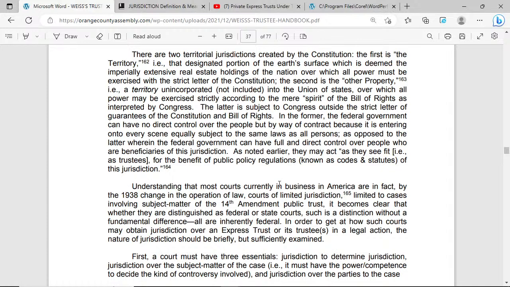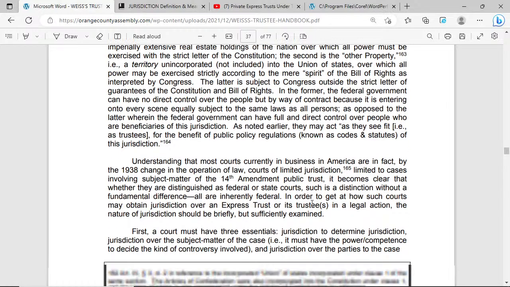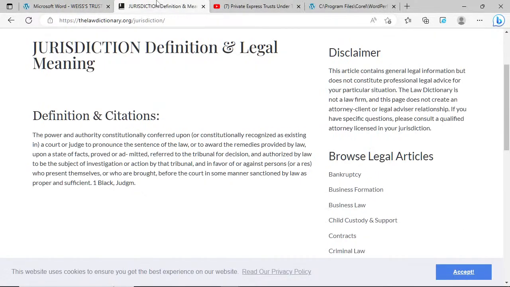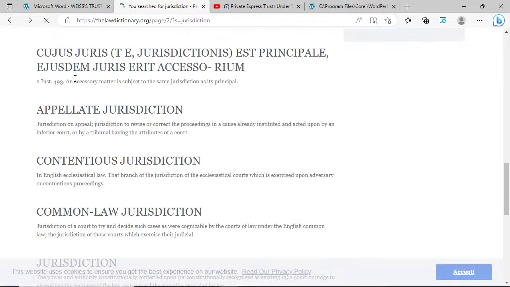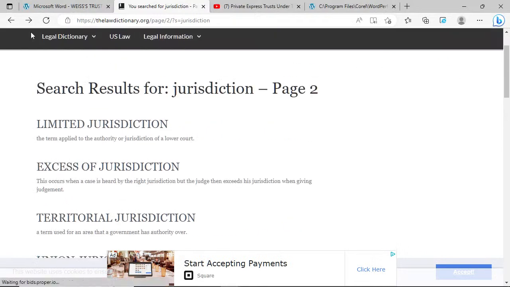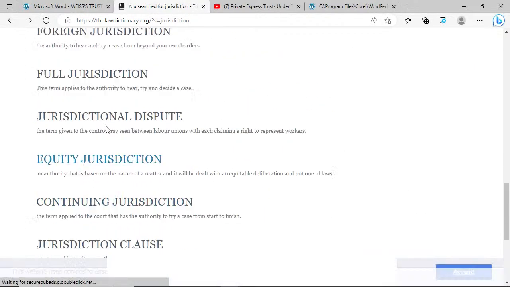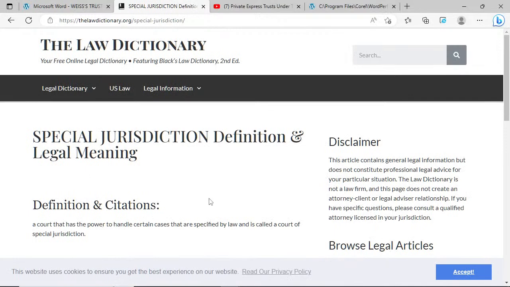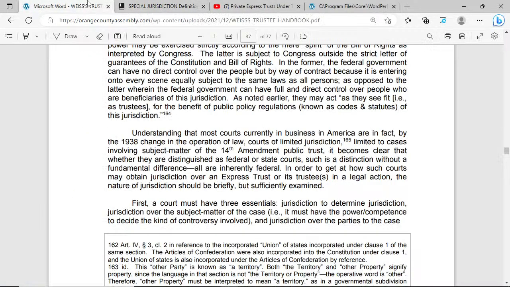Understanding that most courts currently in business in America are, in fact, by the 1938 change in the operation of law, courts of limited jurisdiction. Such courts are defined as having jurisdiction that is confined to a particular type of case and may exercise only under statutory limits and prescription, also called special jurisdiction. Article 1 courts, if you didn't know that. A court that has the power to handle certain cases that are specified by law and is called a court of special jurisdiction. Article 1 court.